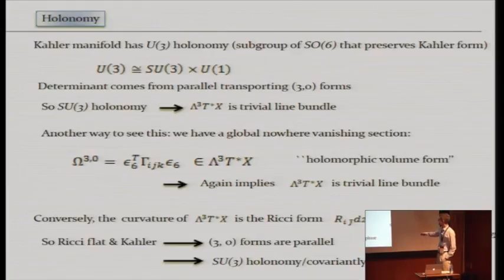Okay, but that means that curvature vanishes means that 3,0 forms are parallel, and that 3,0 forms transform in this U1 holonomy. So this U1 holonomy is trivial, therefore we have SU3 holonomy, and therefore we have a covariantly constant spinor. So the converse is also true. Not only does SU3 holonomy or covariantly constant spinor imply Ricci flat and Kähler, but conversely Ricci flat and Kähler implies SU3 holonomy and covariantly constant spinor. Okay, so now that's about as far as you can go without invoking some difficult theorems.